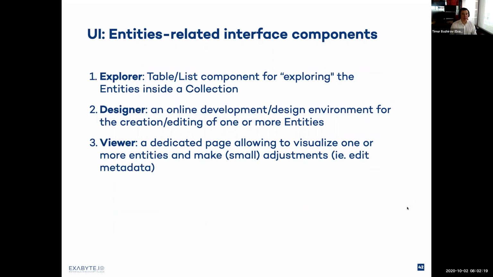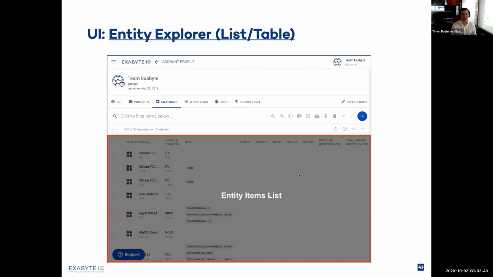Now, besides the generic components, we also have a set of entity-specific components that can work with materials, workflows, and jobs, and that are more or less similar between those different entities. And we identify three types: Explorer, Designer, and Viewer. Explorer is where we list all the entities available. So this is a Materials Explorer that contains multiple different material structures and shows some metadata about each one of them.